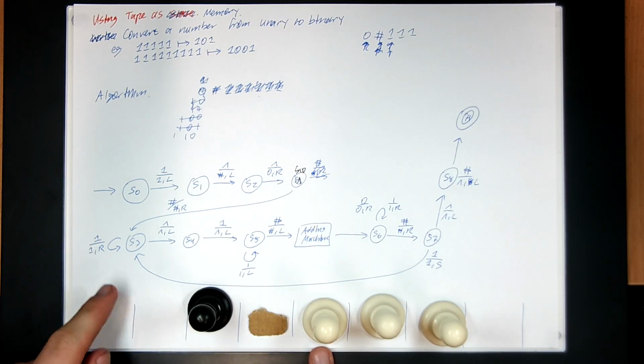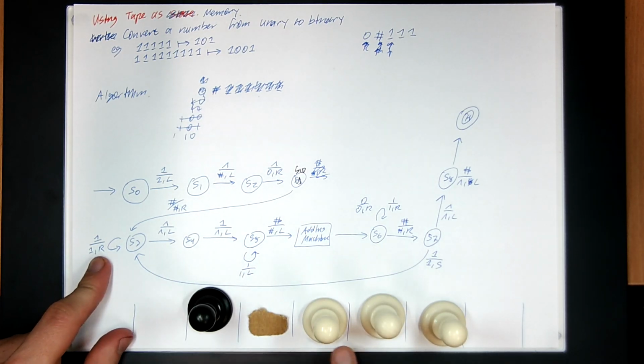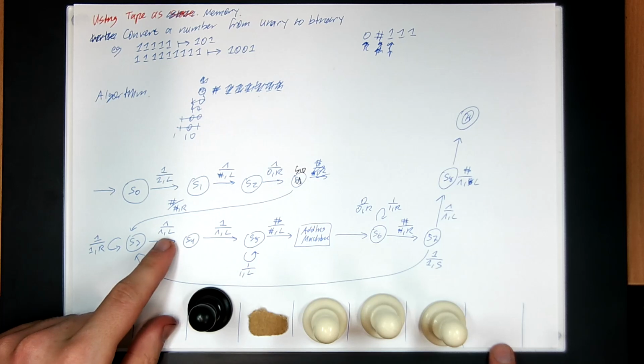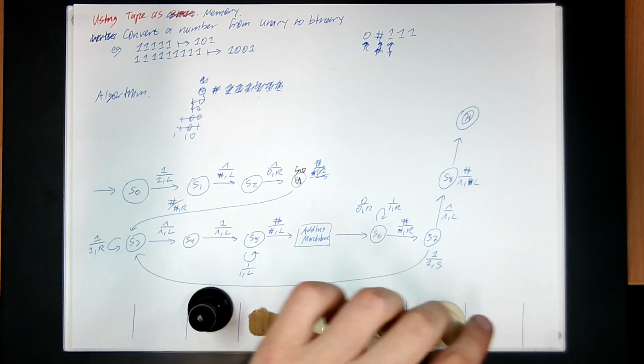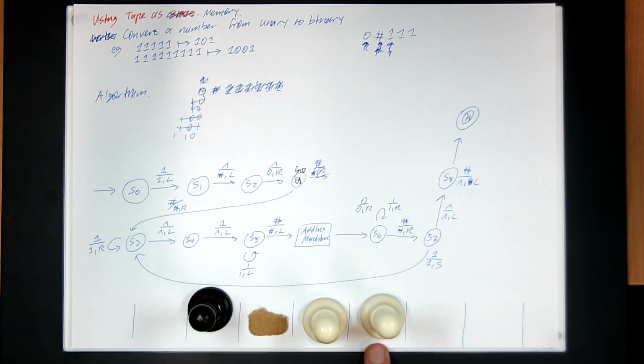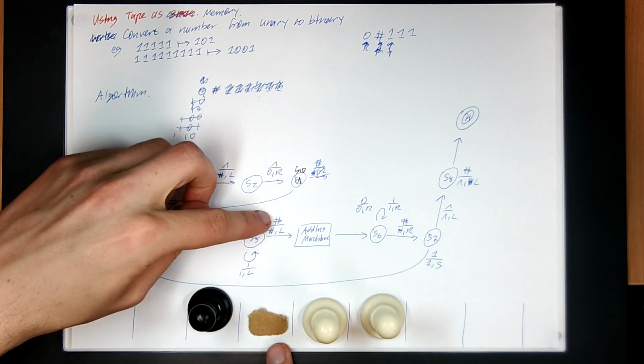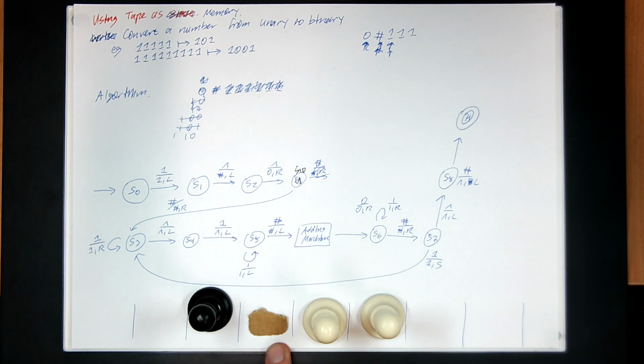Alright, so we start here. See a 1, write a 1, move right, move right, move right. See a blank, write a blank, move left. See a 1, delete it, move left. And then we keep winding till we get to the hash. See a hash, write a hash, move left. And then we go to the adding machine subroutine.